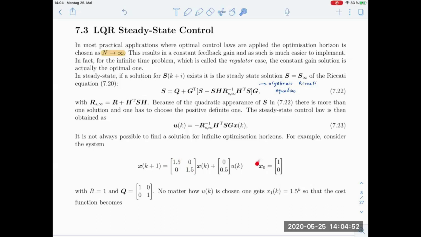And if we now happen to initialize the system with a vector 1, 0, for example, where the first state is not exactly equal to 0, then we can just compute the state trajectory, and it will turn out that this is actually blowing up to infinity no matter what we do. No matter how u of k is chosen, we will get x1 of k is just this exponential blow up, 1.5 to the power of k, which of course goes to infinity exponentially.